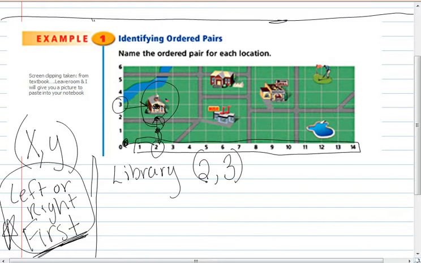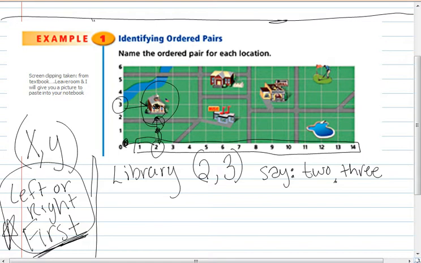And then I put it in parentheses. So you would not read this ordered pair as parenthesis 2, comma 3, parenthesis. You would just say 2, 3. That's it. Just 2, 3. You don't actually say comma or anything like that.